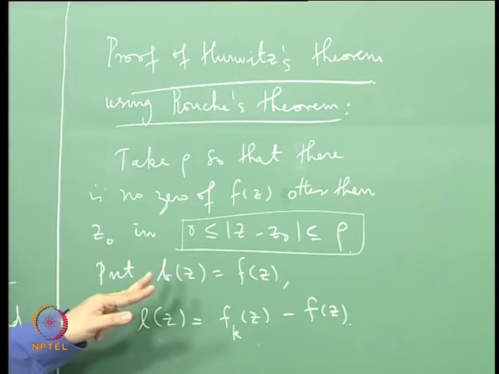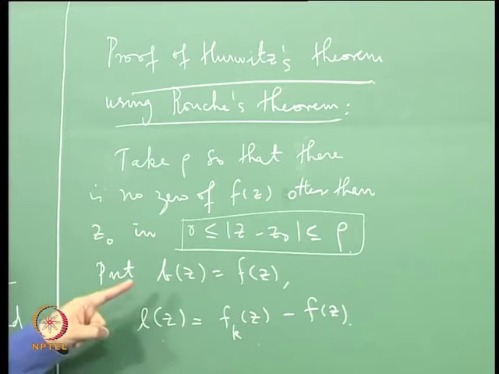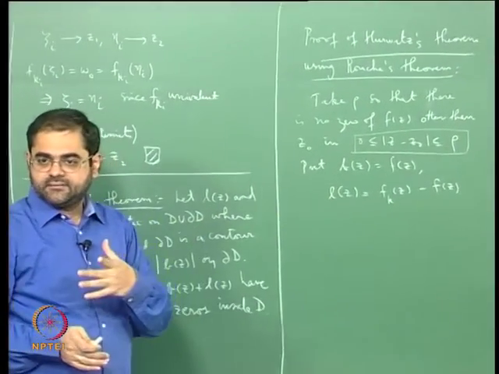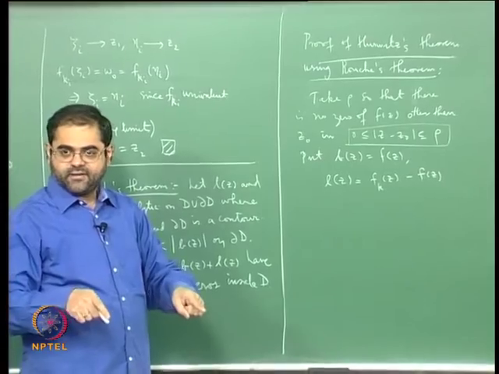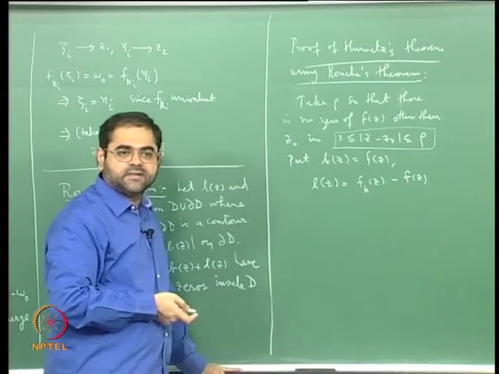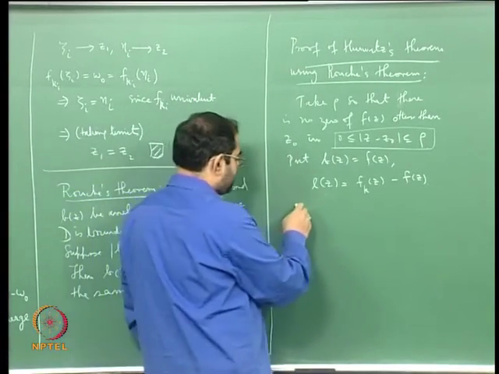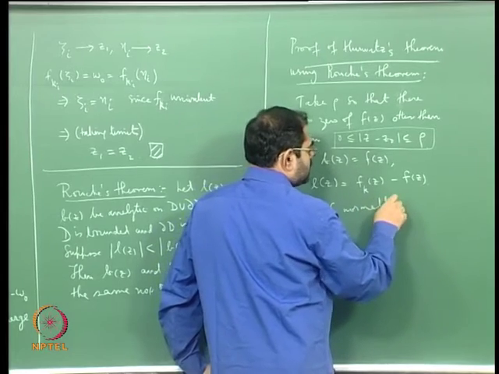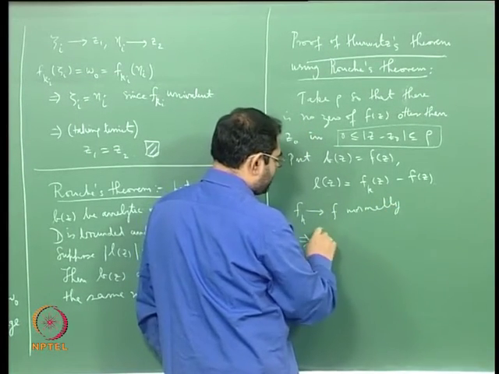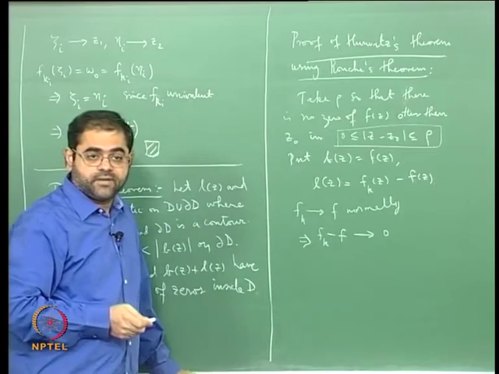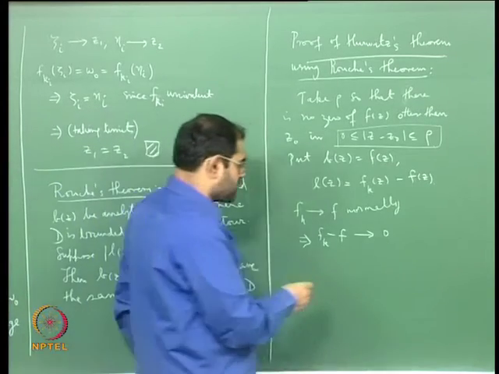And I will get that the big function, which is f, and the sum of the big function and the little function, which is fk, will have the same number of zeros, provided the little function is really little compared to the big one on the boundary. But that is something that you can easily see, because fk converges to f normally. This implies that fk minus f goes to 0, that is what it means, and that also normally.